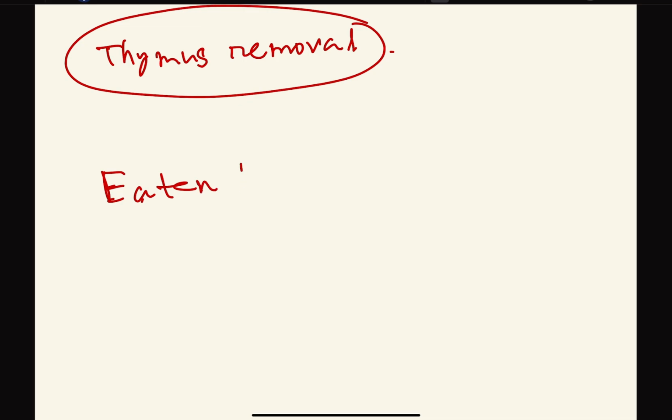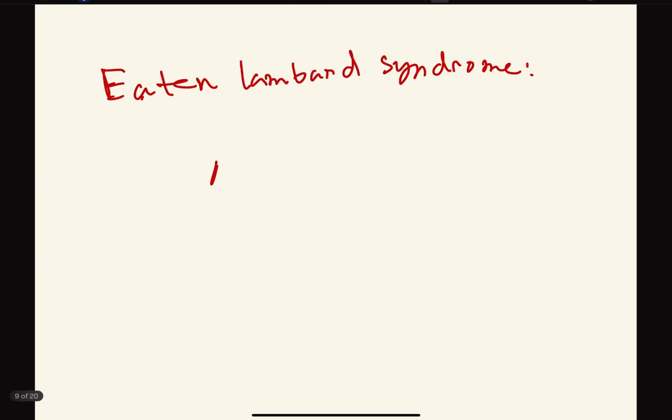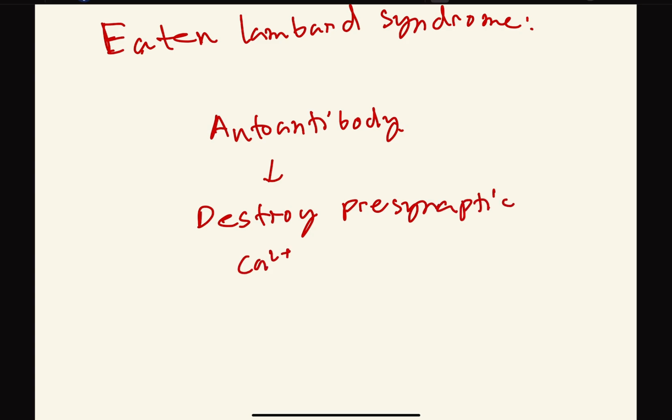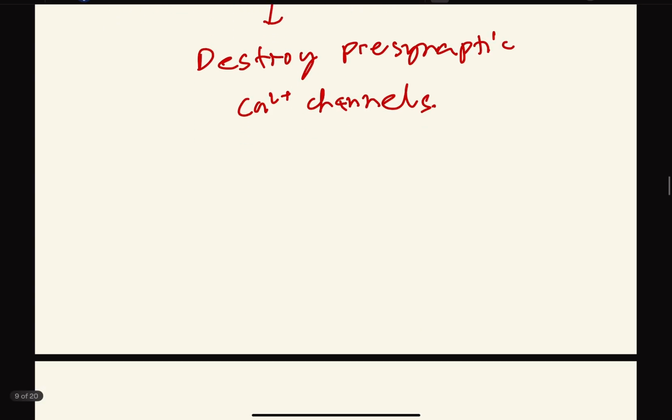There is another disease called Eaton-Lambert syndrome. What happens in Eaton-Lambert syndrome is that autoantibodies are produced against the presynaptic calcium channels. So autoantibodies destroy the presynaptic calcium channels, and by destroying them, they cause muscle weakness.